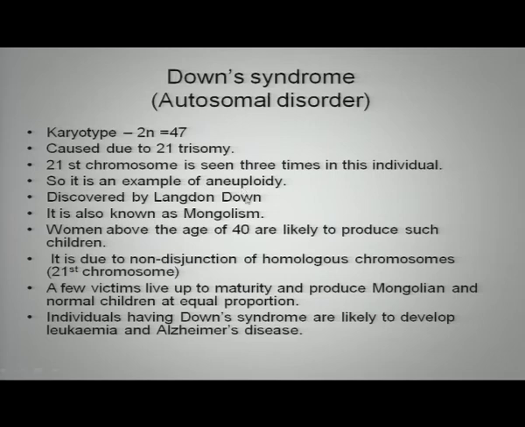It was discovered by Langdon Down, so it is known as Down syndrome, or common in Mongolians, so known as Mongolism. You know, late marriage and late pregnancy above the age of 40 in women most of the time lead to abnormalities in the fetus, and they are likely to produce children with Down syndrome. It cannot be rectified, but it can be detected by prenatal diagnostic methods, amniocentesis, and such pregnancies can be eliminated.